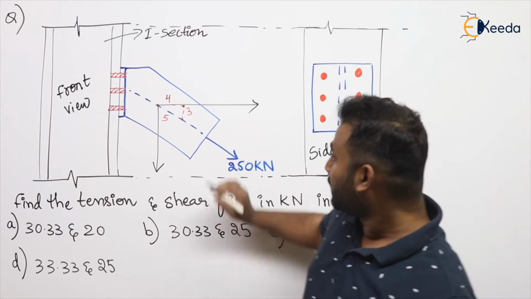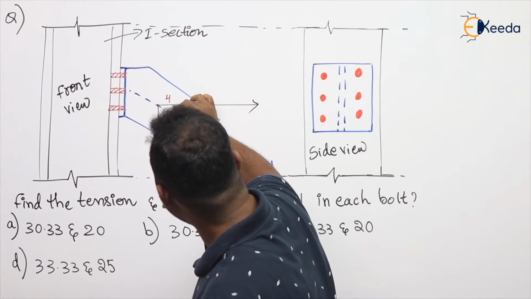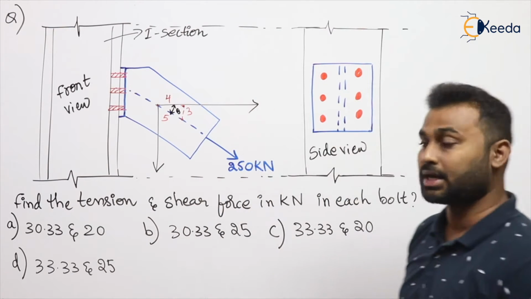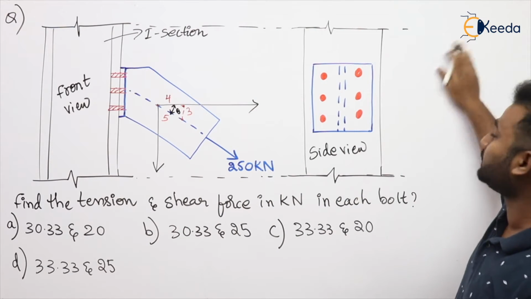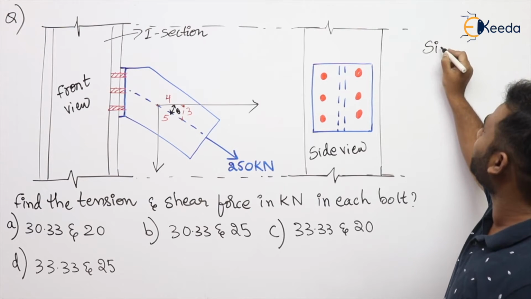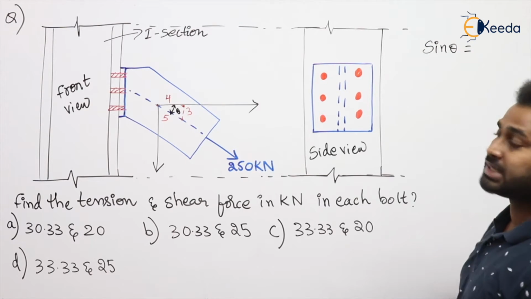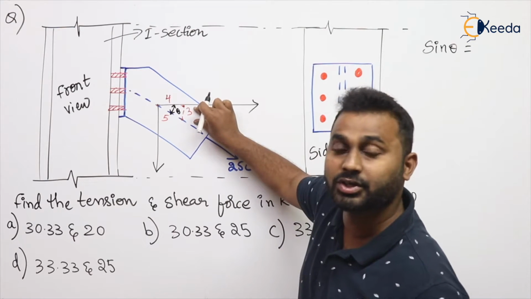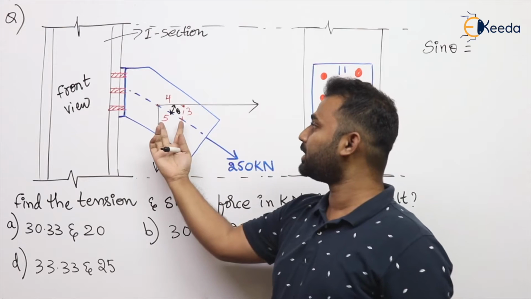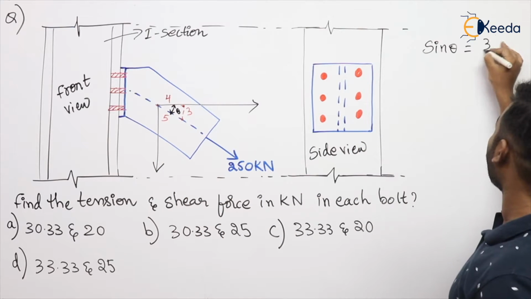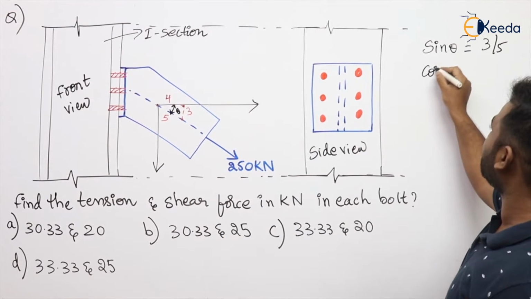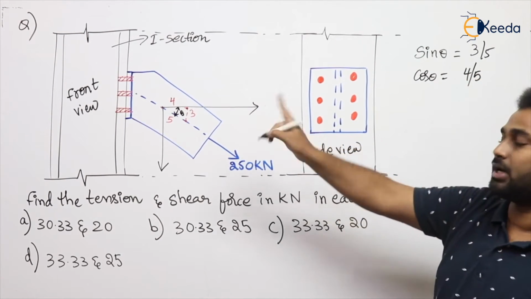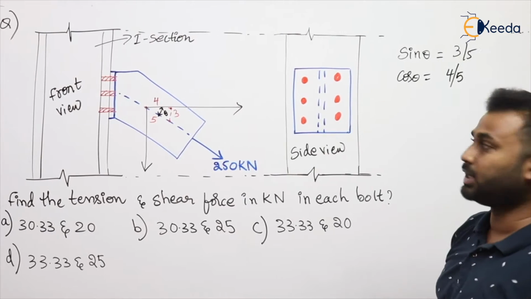Now for that we need to calculate this angle theta. Let us consider this angle as theta. Sin theta is opposite by hypotenuse. The opposite side is 3 as mentioned in the question, and the hypotenuse here is 5. So sin theta is 3 by 5. In the same way cos theta is adjacent by hypotenuse, that is 4 by 5, which is very clear in the diagram.